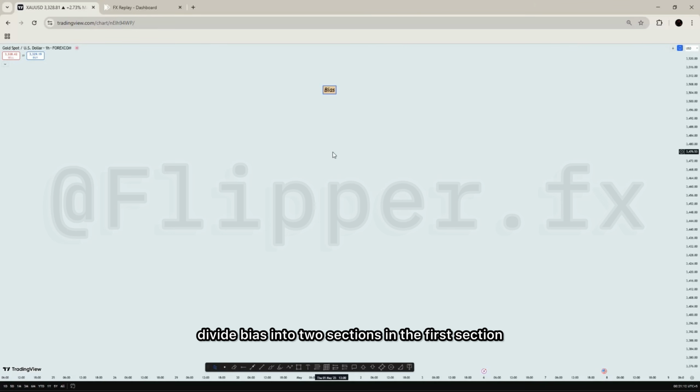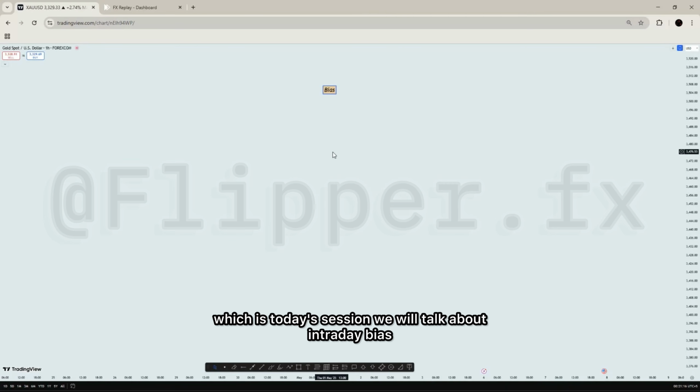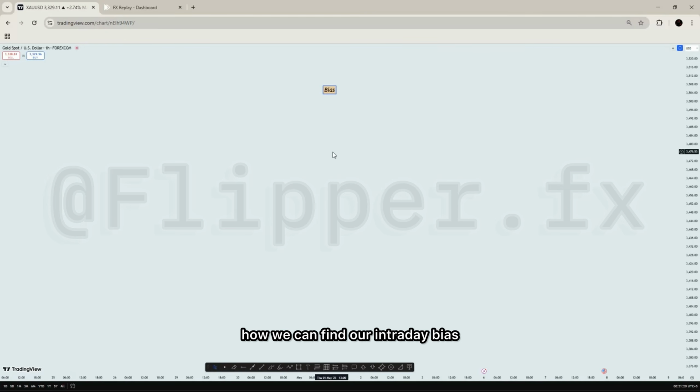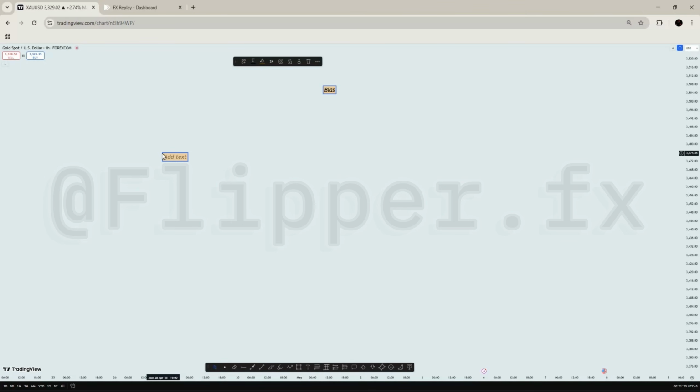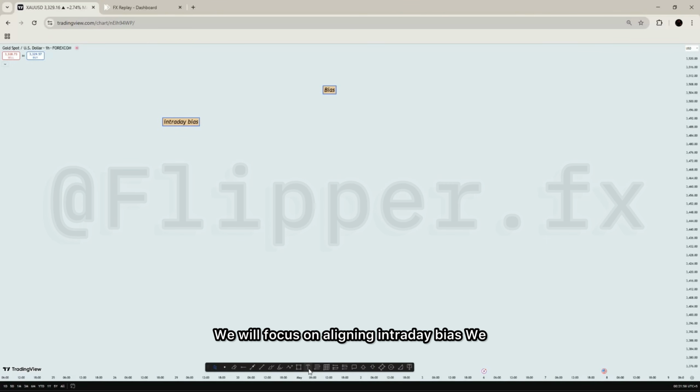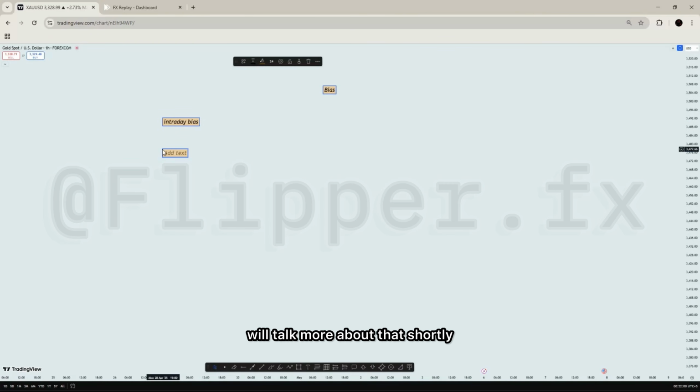So we will divide bias into two sections. In the first section, which is today's session, we will talk about intraday bias, how we can find our intraday bias. And in the second section, which is about weekly bias, we will add some more advanced concepts. In the third session, which is also part of today's session, we will focus on aligning intraday bias. We will talk more about that shortly.